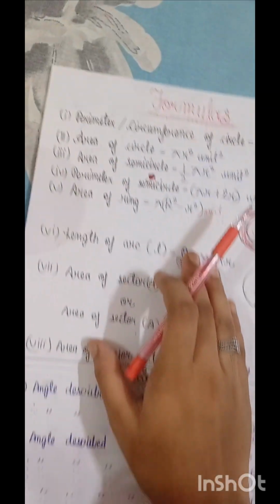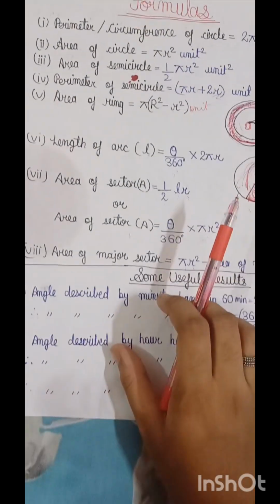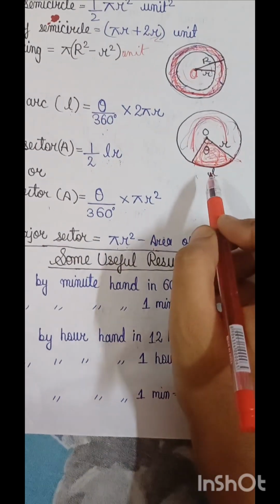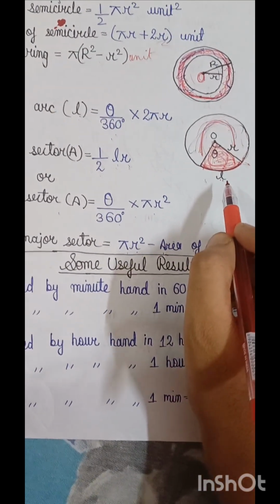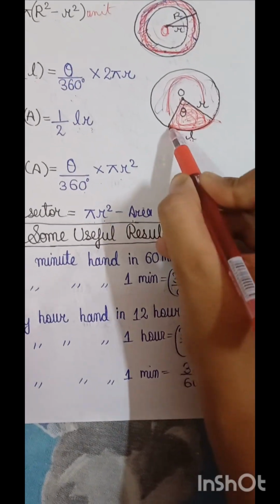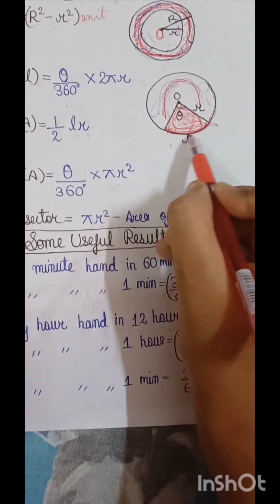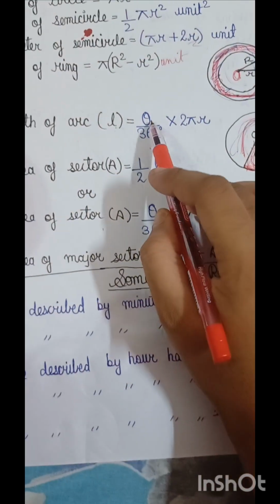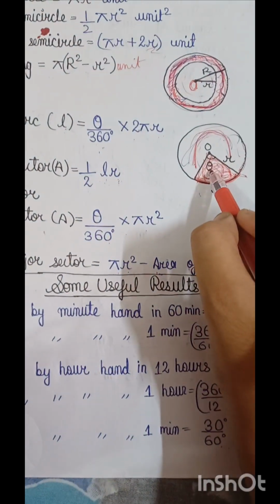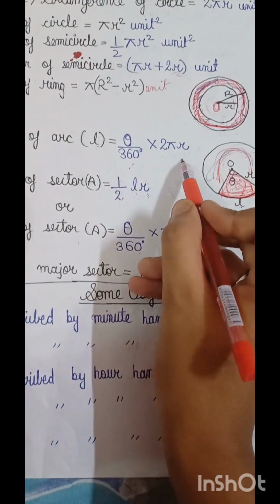Fine. Coming to the next, which is the length of the arc. See, this is a circle and the length of the arc is denoted by the letter small l. So this is what an arc is. Whenever you are asked to find the length of this arc, the formula will be theta by 360 into 2 pi r, meaning the angle created divided by 360 into 2 pi r.